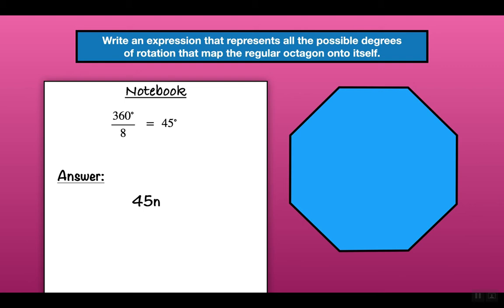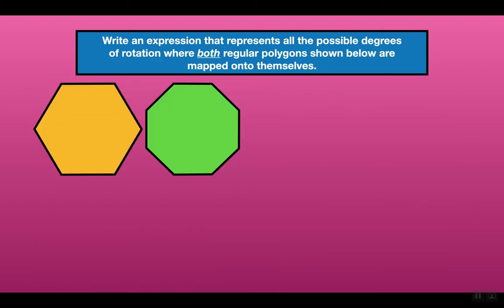Next question. Write an expression that represents all the possible degrees of rotation where both regular polygons shown below are mapped onto themselves.